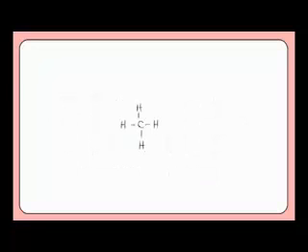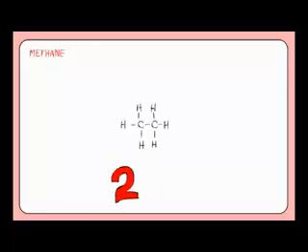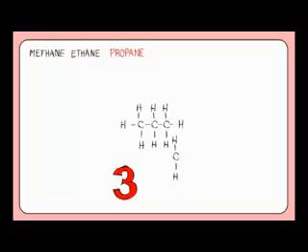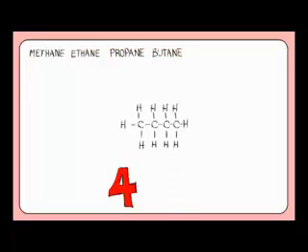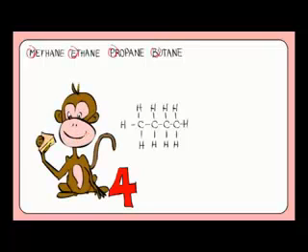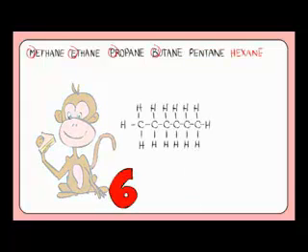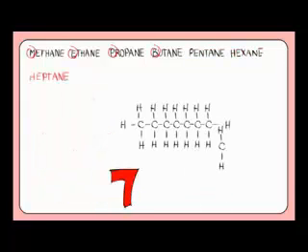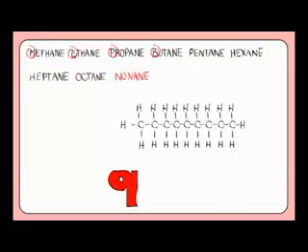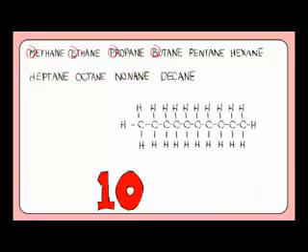The first is methane, and if we add a CH2, we get ethane, and another propane, and another butane. You can try to remember the first four by the mnemonic, monkeys eat peanut butter. From then it's pentane, hexane, heptane, octane, nonane, and decane. You must remember the names of the first 10 in the series.